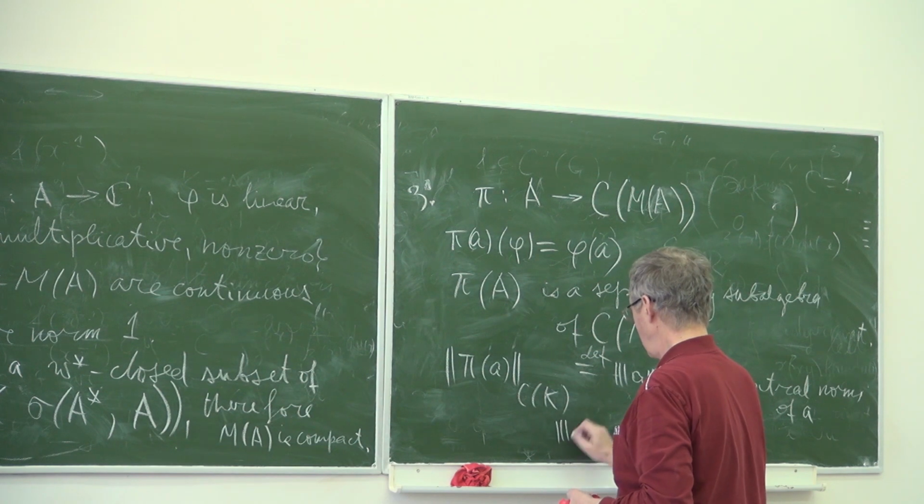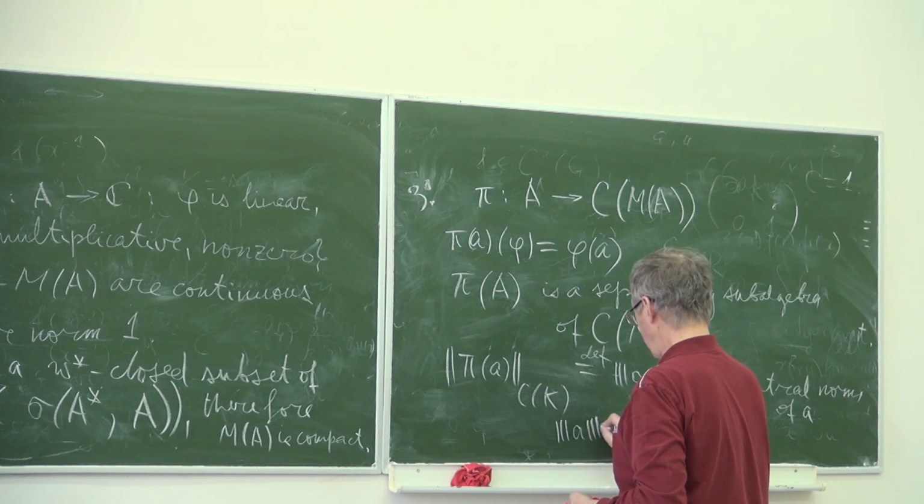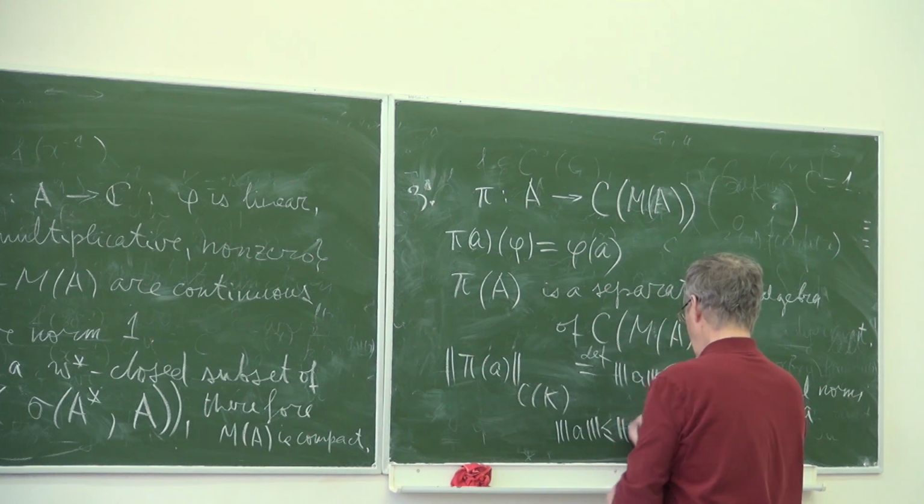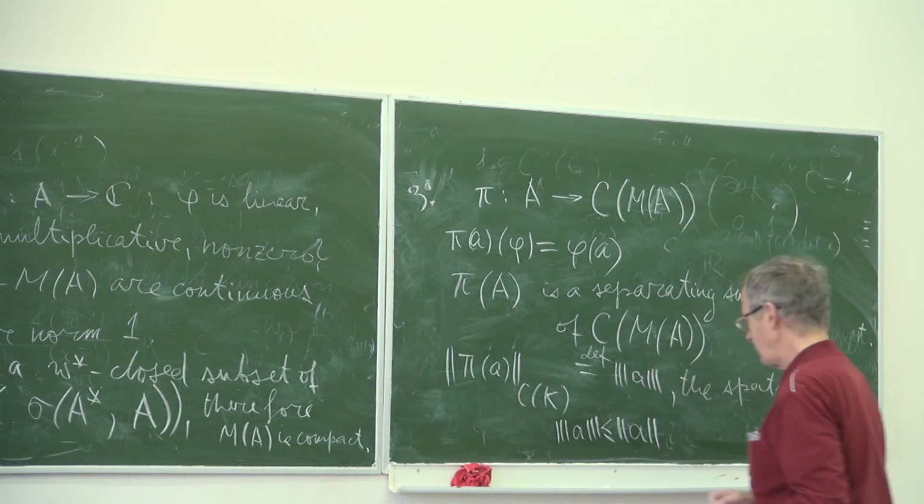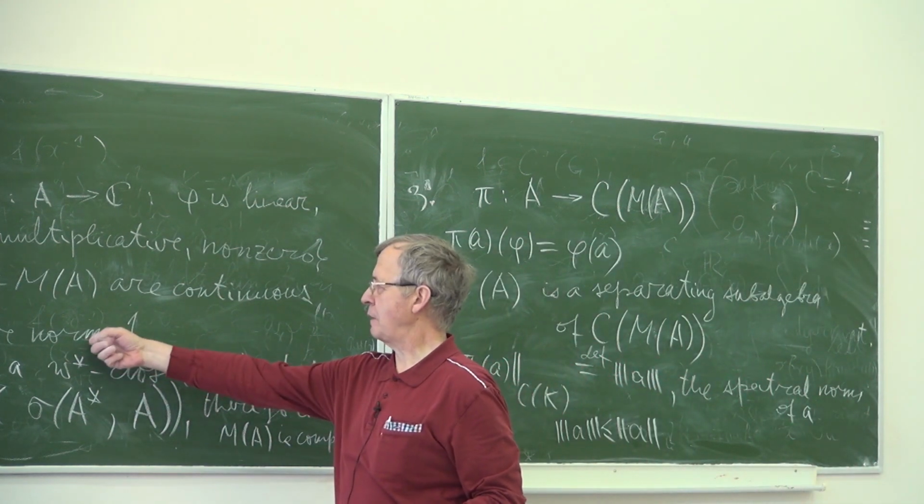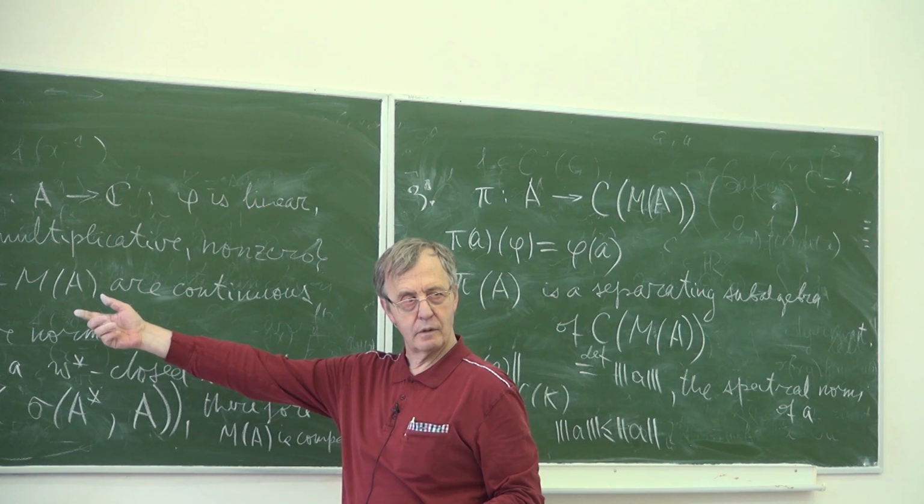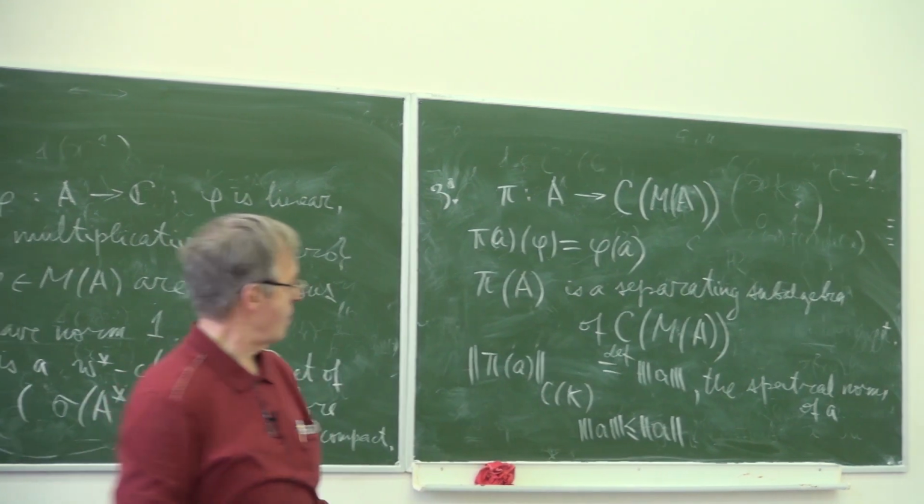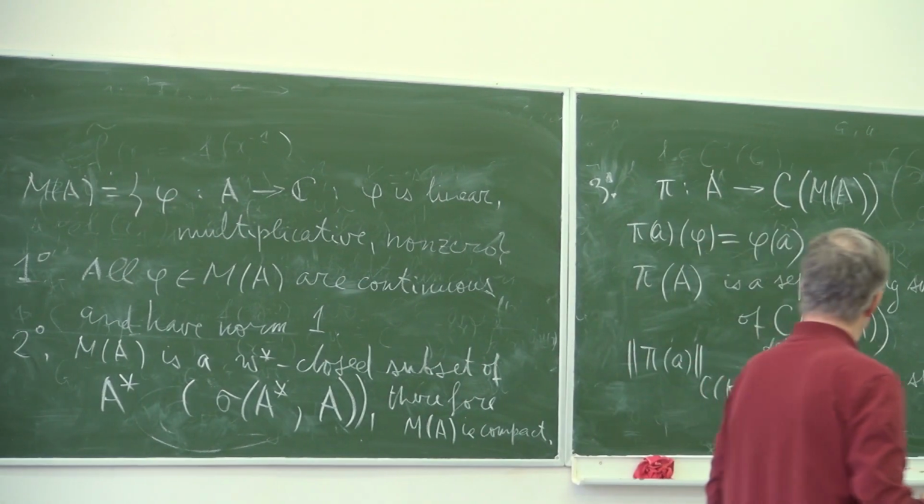We always have this inequality: the spectral norm is always dominated by the original norm. This is precisely because all functionals phi have norm 1. Okay? All of them have norm 1.